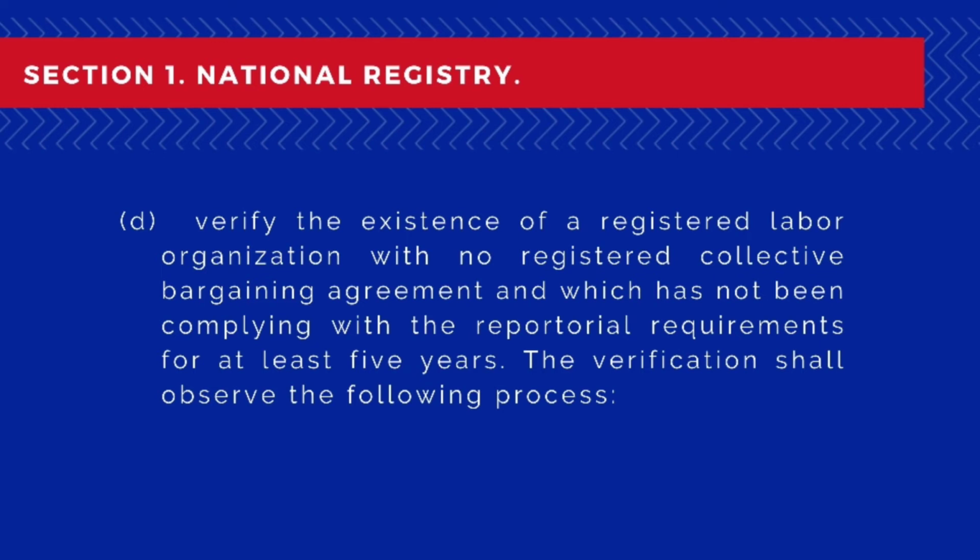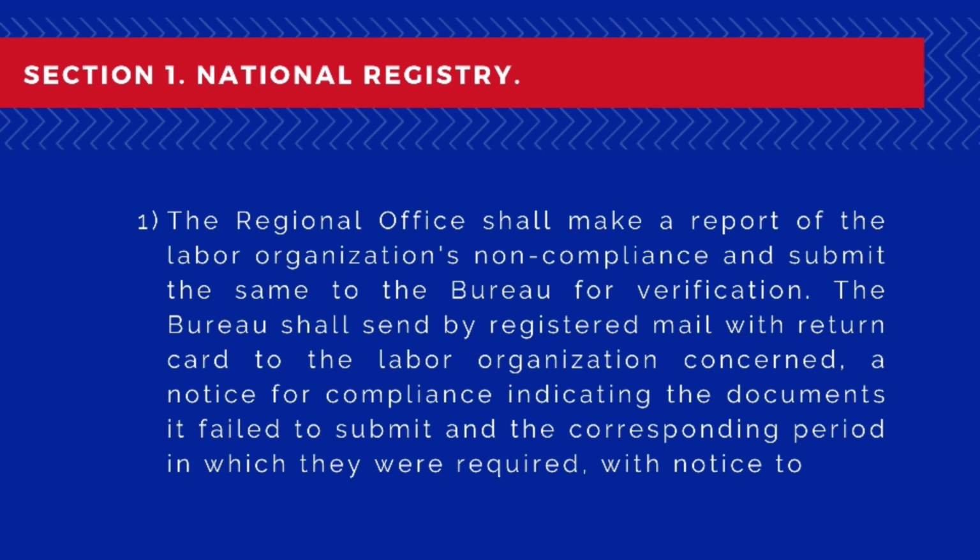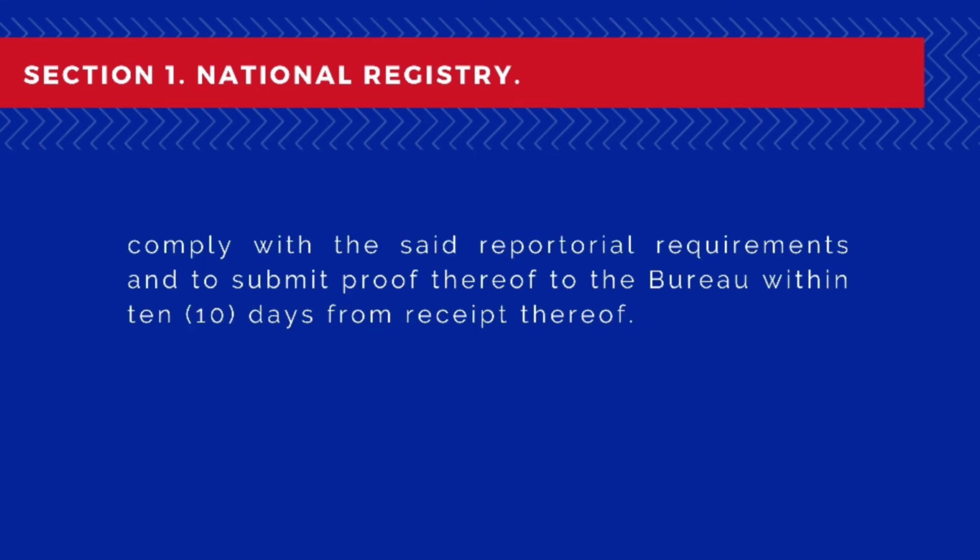D. Verify the existence of a registered labor organization with no registered collective bargaining agreement, and which has not been complying with the reportorial requirements for at least 5 years. The verification shall observe the following process. 1. The regional office shall make a report of the labor organization's noncompliance and submit the same to the Bureau for verification. The Bureau shall send by registered mail with return card to the labor organization concerned a notice for compliance indicating the documents it failed to submit and the corresponding period in which they were required, with notice to comply with the said reportorial requirements and to submit proof thereof to the Bureau within 10 days from receipt thereof.